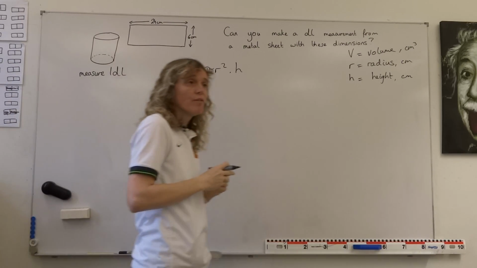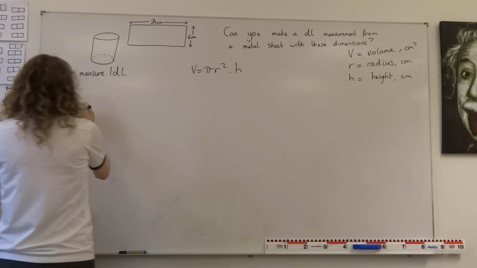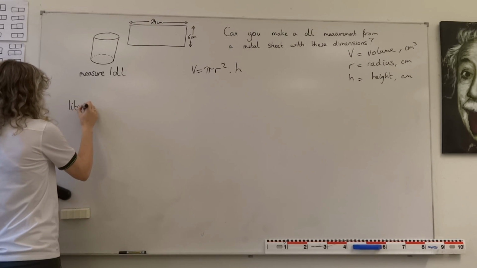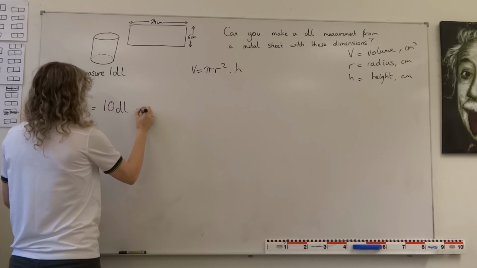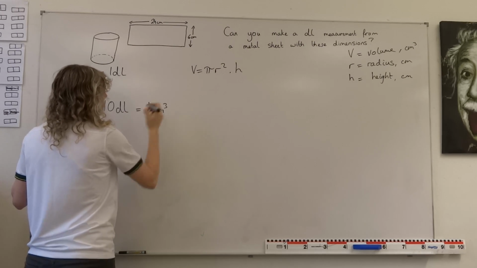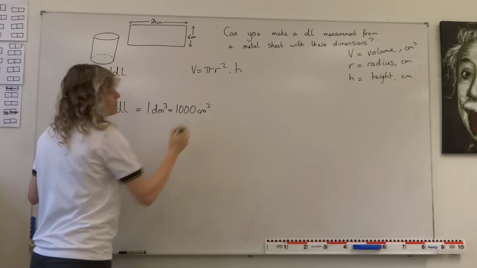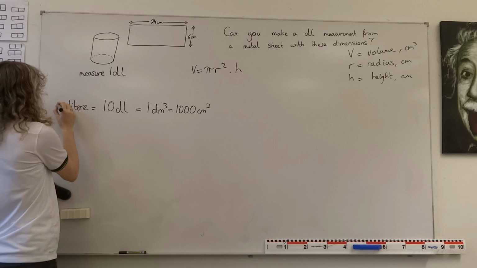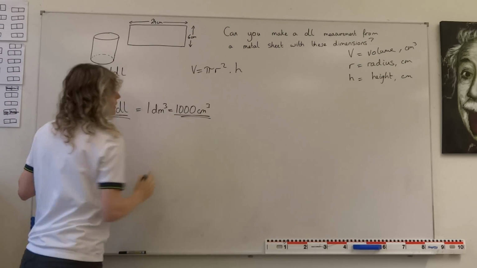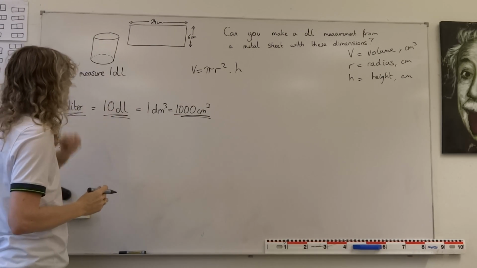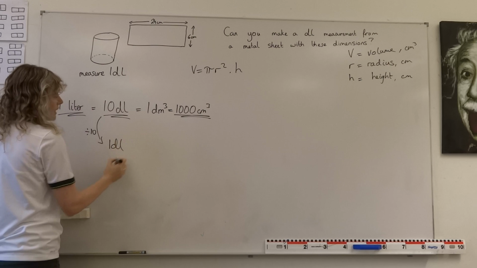The first thing we have to think of is how much is a deciliter in centimeters cubed. What do we know about the measurement litre? Well, we know that a litre is the same as 10 deciliters, but we also know that 1 litre is the same as 1 decimeter cubed, and 1 decimeter cubed is the same as 1,000 centimeters cubed. So 1 litre is 10 deciliters and 1,000 centimeters cubed. So if we would like 1 deciliter instead of 10 deciliters, we would divide that by 10. That would give us what 1 deciliter is.